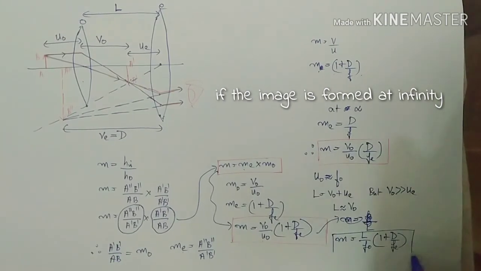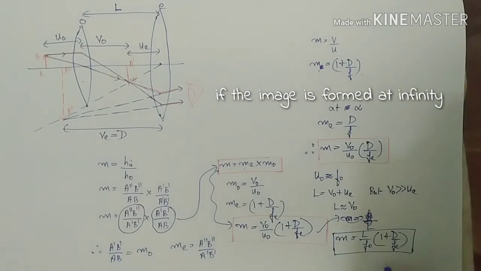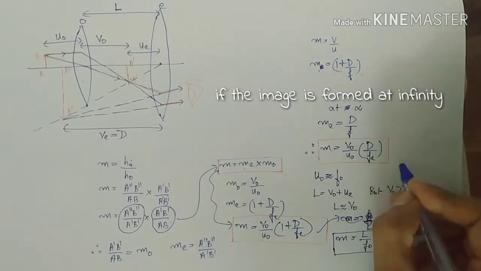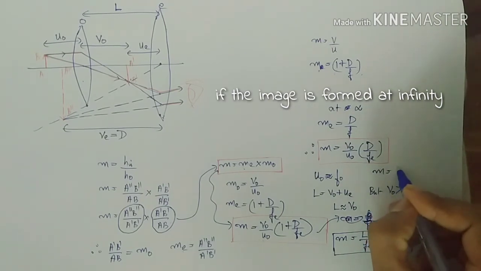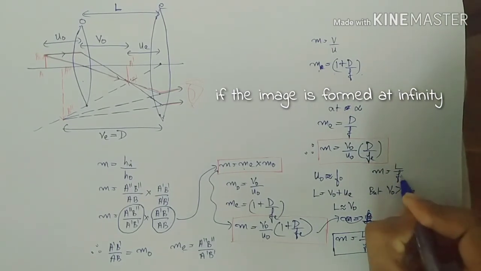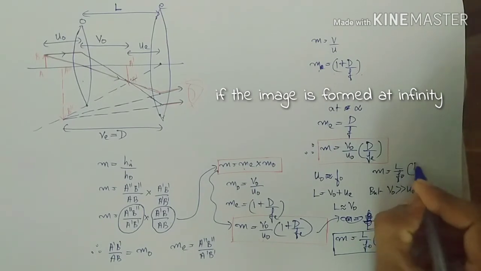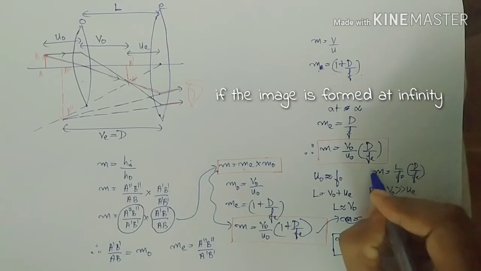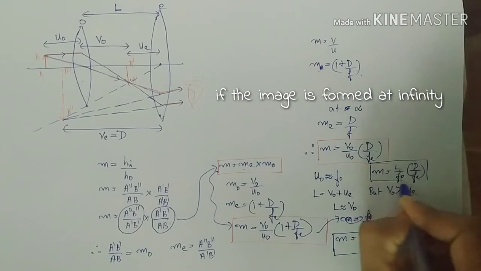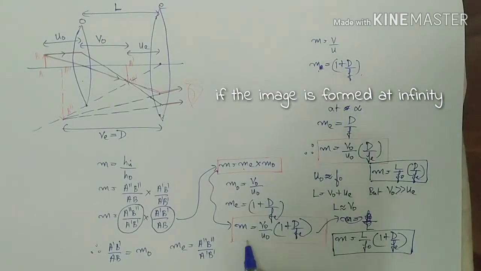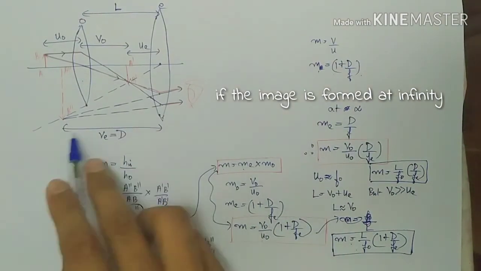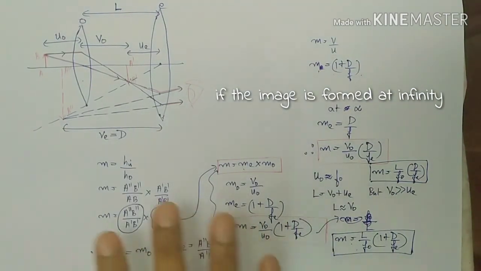This is the formula that we could use for calculation purposes, and in this case also the approximate formula is M is equal to L by FO into D by FE. This is the formula we could use for image at infinity. This is the formula that we have to use for image at least distance of distinction. Hope you are clear.